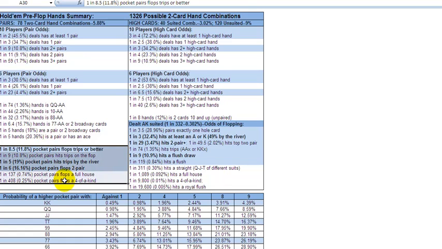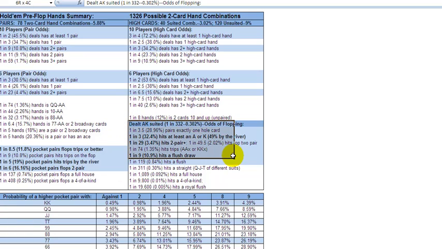Holding your pocket pairs, that's the breakdown on that. And again, there are many different tables that we'll get into in different video series concerning the likelihood of hitting playable flops given certain holdings. But that is, again, for a different video. Now to the outs calculations.